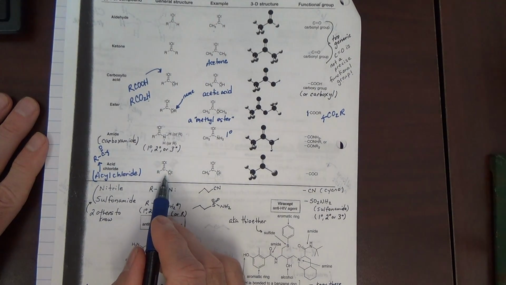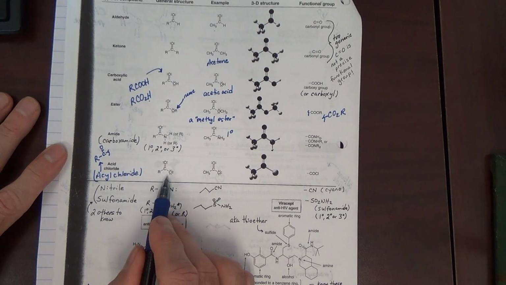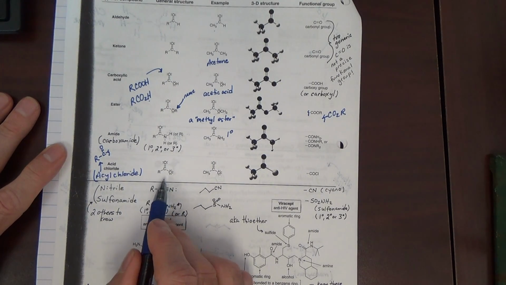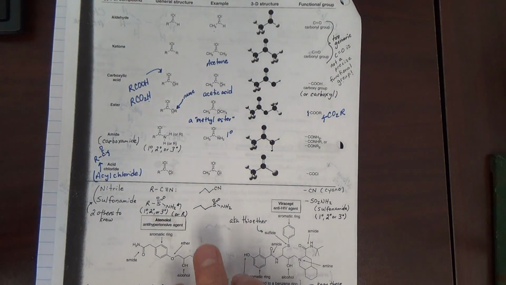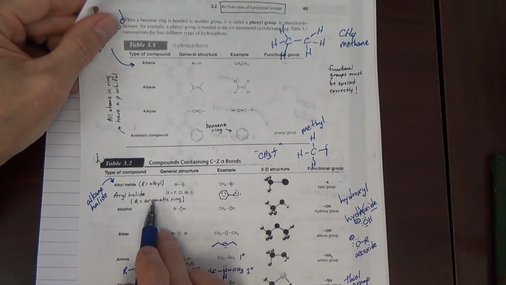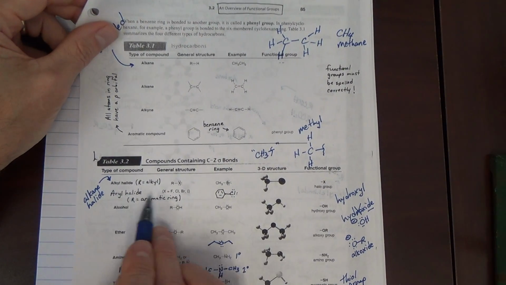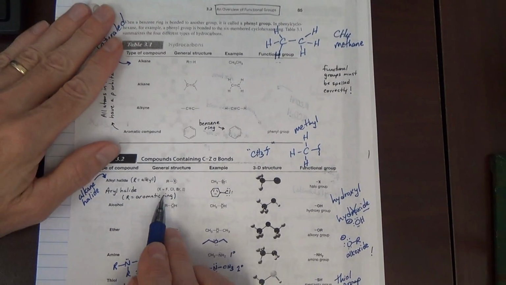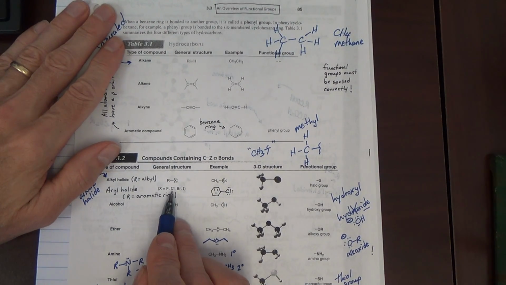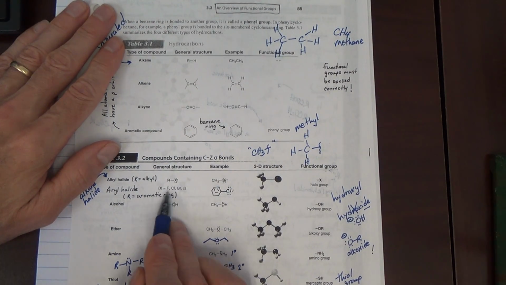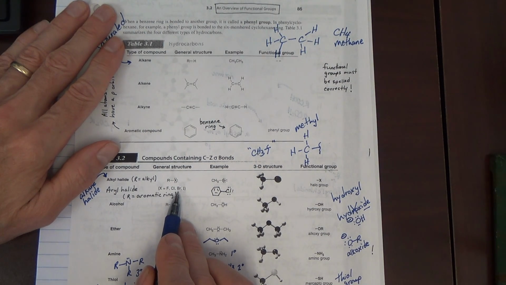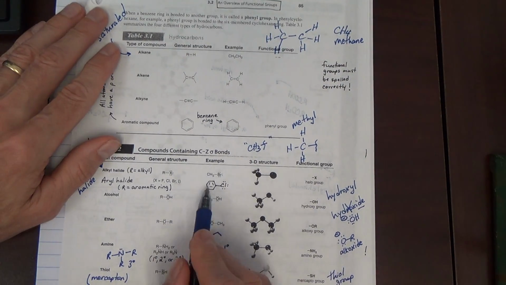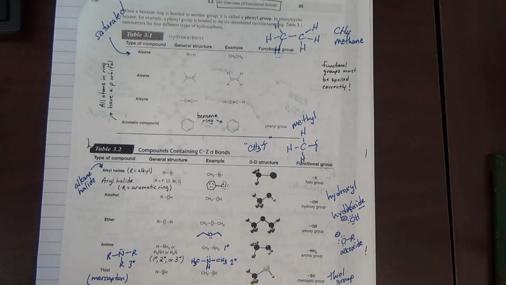Now, you might be wondering, what about an acyl bromide or fluoride, etc.? Those are possible, but they're much less common. With alkyl groups, or alkyl halides, the X group can be fluorine, chlorine, bromine, or iodine, and they're all fairly common. And the example would just use bromine.